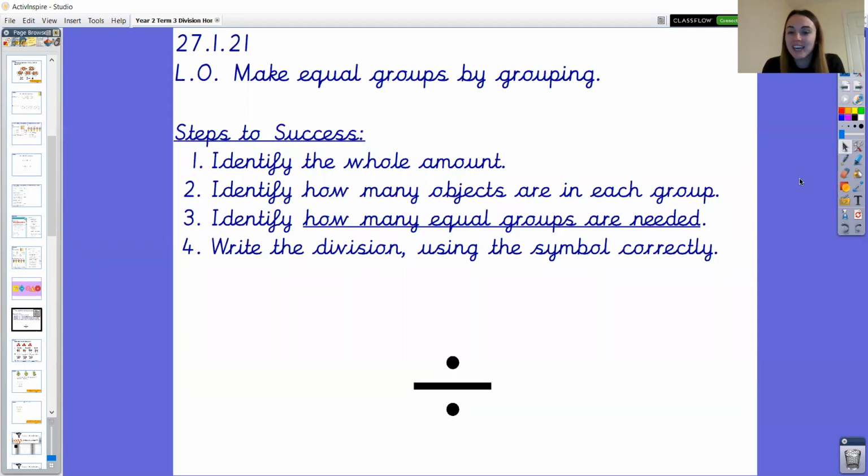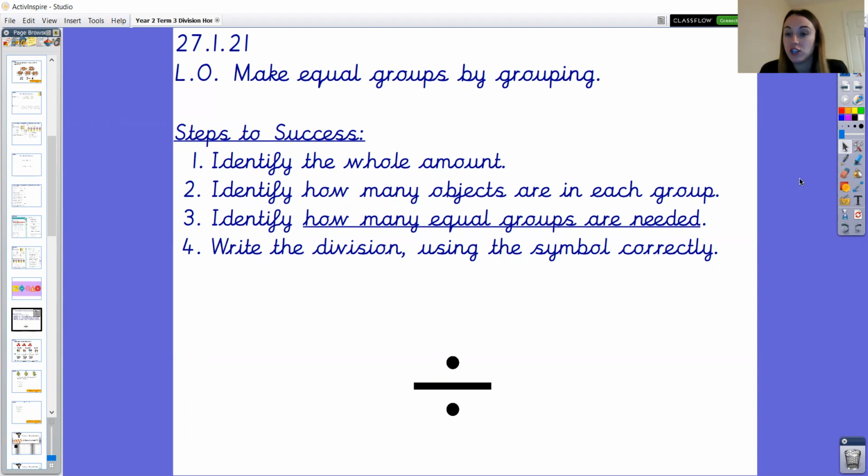Today we're going to be making equal groups by grouping. So please pause the video here and write the short date, 27.1.21, and the learning objective: make equal groups by grouping. Well done. Okay, so let's have a look at our steps to success.